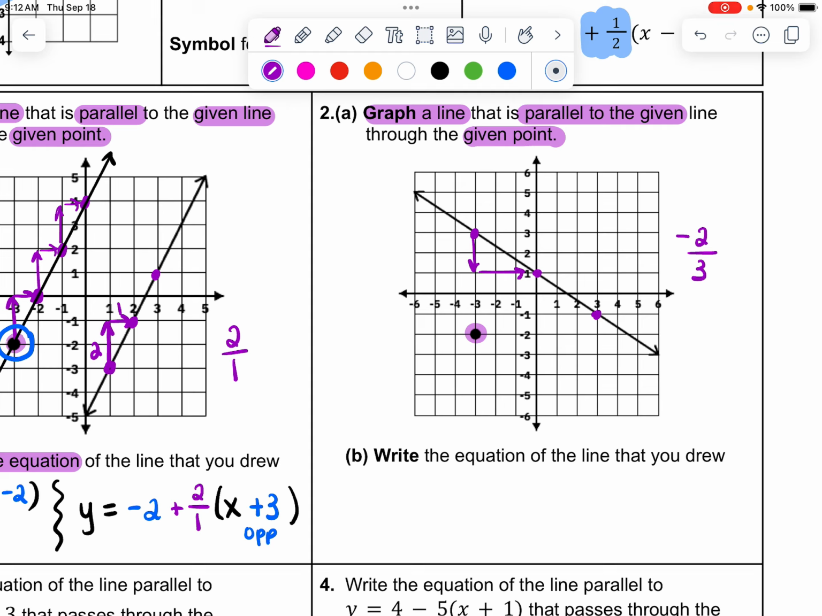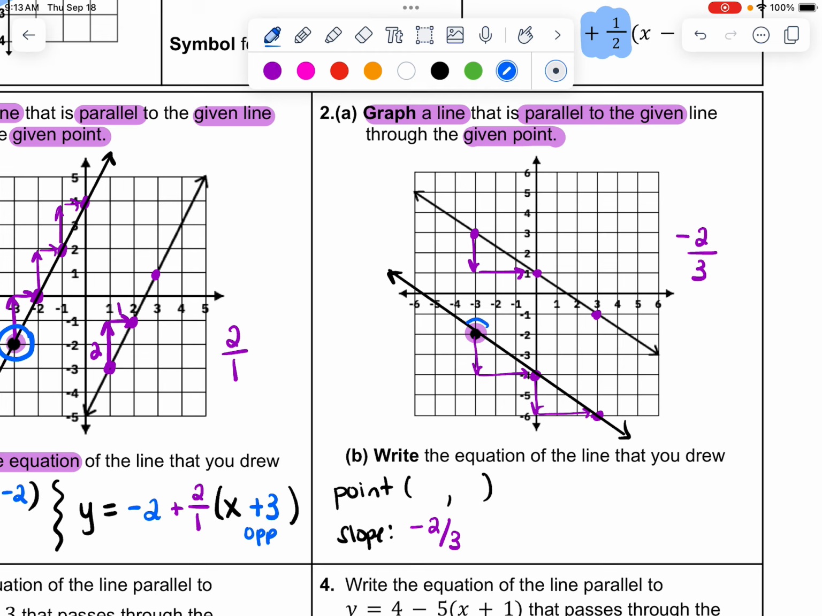I'm going to copy and paste the same slope. So down 2, right 3. Down 2, right 3. And then I'm going to draw a nice straight line through those points using the edge of a piece of paper or my ID. Next, I'm going to write the equation of that line. Again, I'm going to need some key features, a point and a slope. We already know our slope should be -2/3 because it should be the same slope that the other line had.